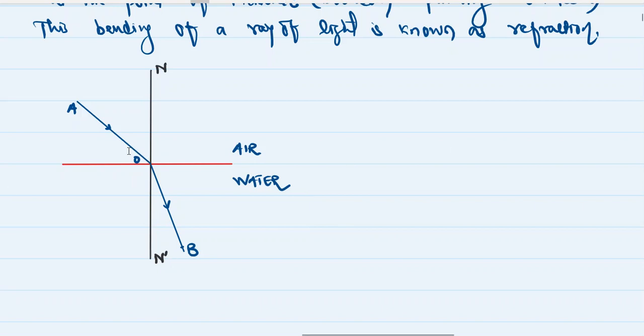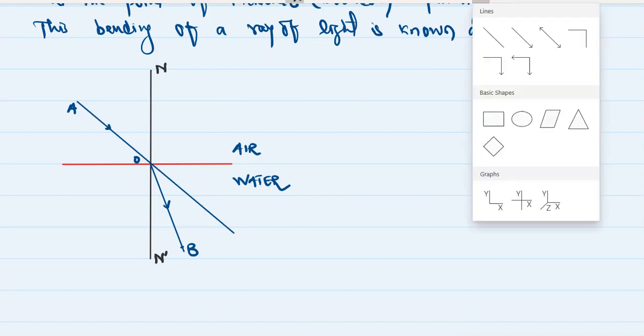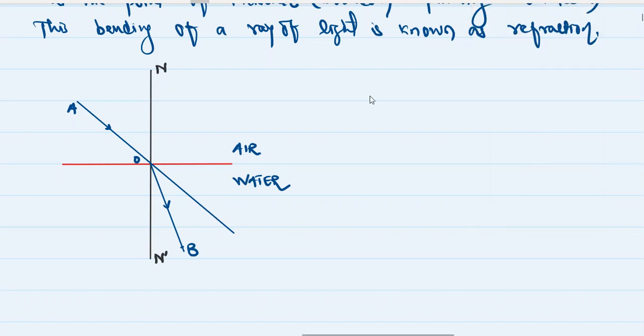Originally this ray was going in which path? Originally it was going in this path. You see, this is the original path of the ray. Do I have a dotted line option over here? Okay, I don't. I think I'll just make a dotted line over here with some other color, maybe red color.